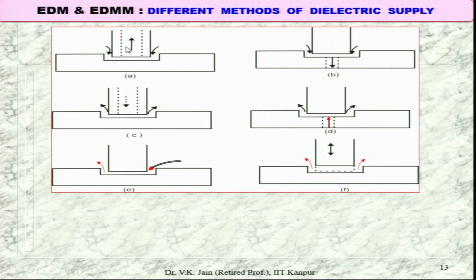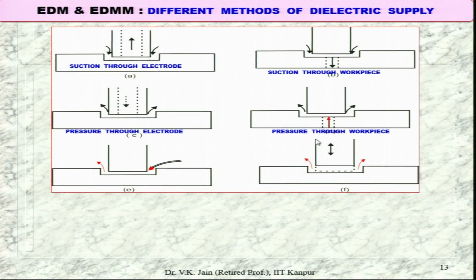Say in the first case where you are having the hole in the tool, it is not possible because the tool itself is of micron size, and to drill a proper hole in that becomes very difficult. So this is more applicable for the EDM process, suction through electrode. The second one is suction through workpiece. Here you can make the hole in the workpiece, so this is feasible. But in this particular case, pressure through the electrode, again drilling the hole here becomes difficult in case of the EDMM process, but it is applicable for the EDM process. And pressure through workpiece is feasible, you can have the hole here and then dielectric will go like this.